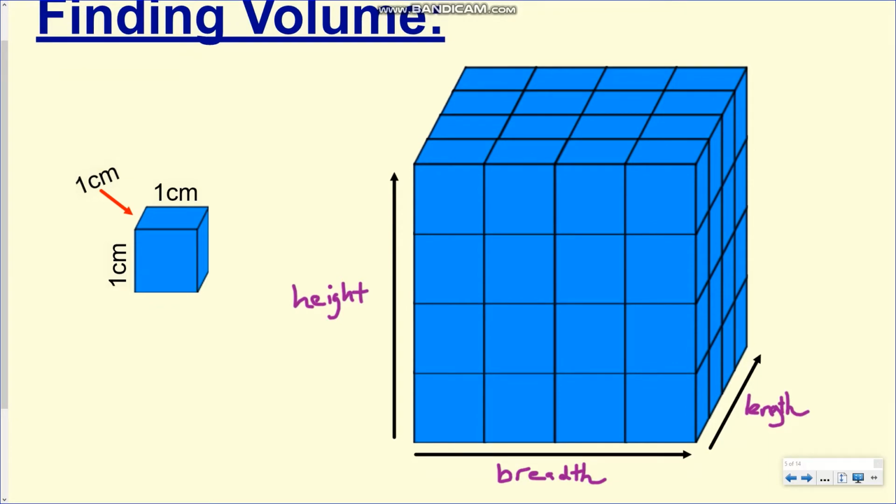And that means that when we are measuring our cuboid volumes, we are measuring them in centimeters cubed, millimeters cubed, or meters cubed. We put a little 3 at the top right hand corner of our units to show that we're measuring a 3D shape and volume is measured in 3 dimensions.